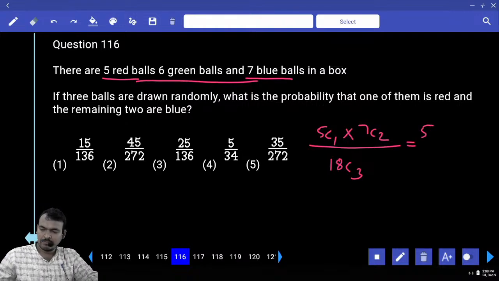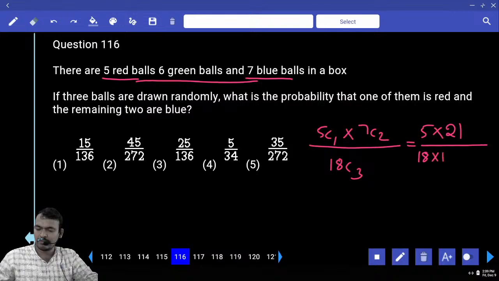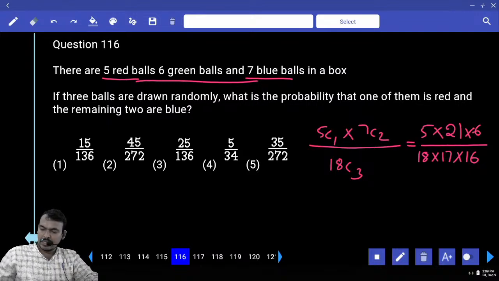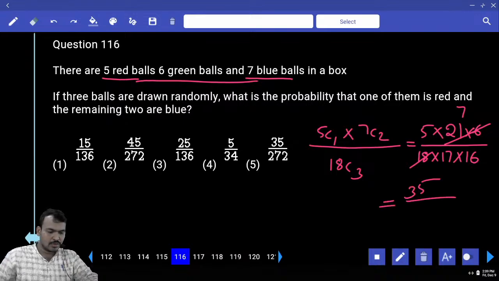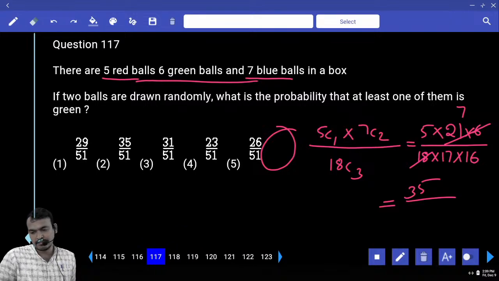5C1 means 5. 7C2 is 7 into 6 by 1 into 2, which is 21. 18C3 means 18 into 17 into 16 by 1 into 2 into 3. It will become 6 into 100. 18 how many times? 126. 7 times 100. 5 7s are how much? 35. Numerator 35. How many options? Only 100.